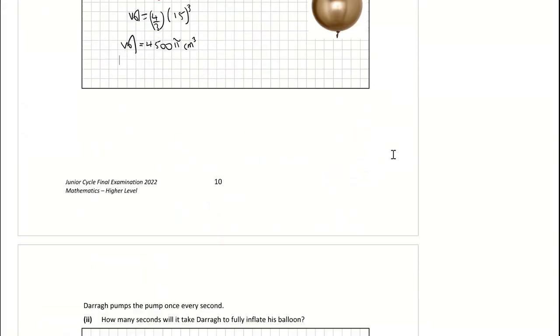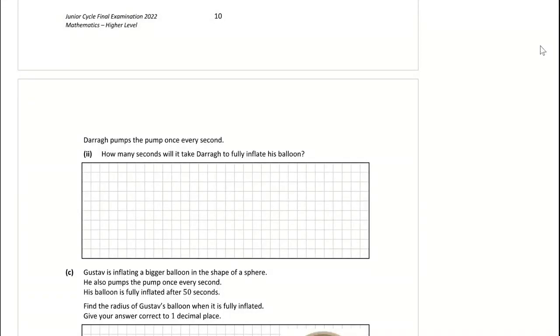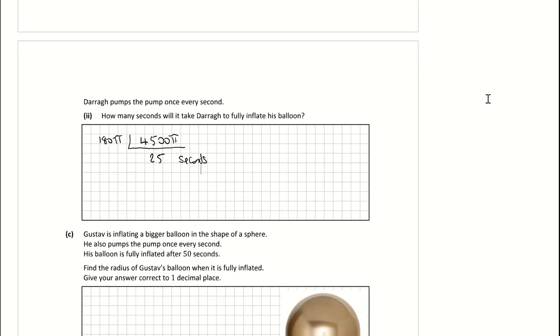In part two to that question, it says that Dara pumps the pump every second. How many seconds will it take Dara to fully inflate the balloon? Well, if we go back and look at this, the balloon has a volume of 4,500 pi centimeters cubed. The pump has a volume of 180 pi, and I basically just need to find out how many of the pumps are in the balloon. So I'm dividing the volume of the balloon by the volume of the pump. And dividing that in, I get 25, and it says it's in seconds, so 25 seconds. Not too bad for that part of a question.